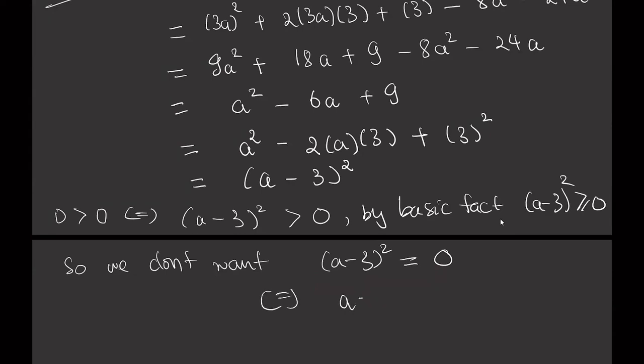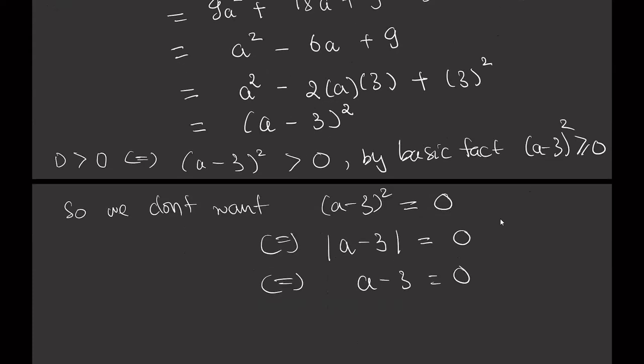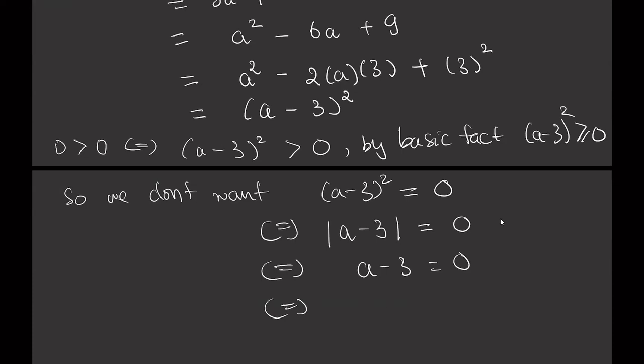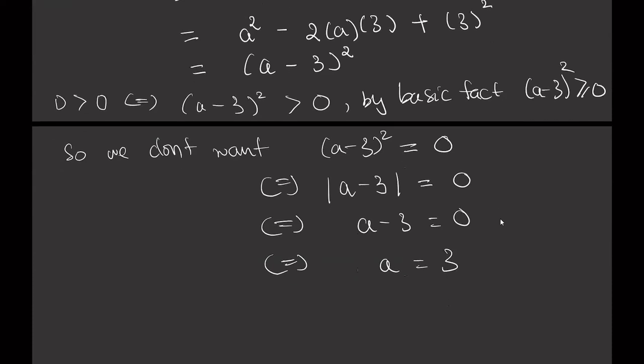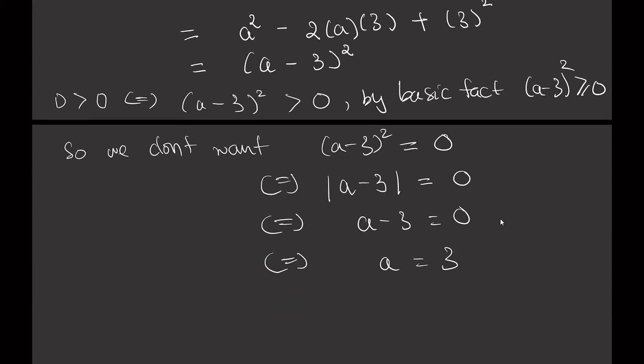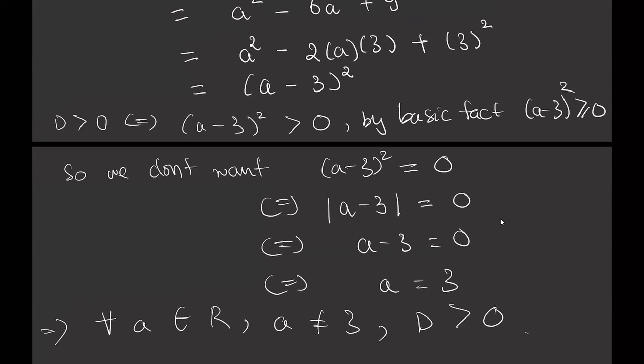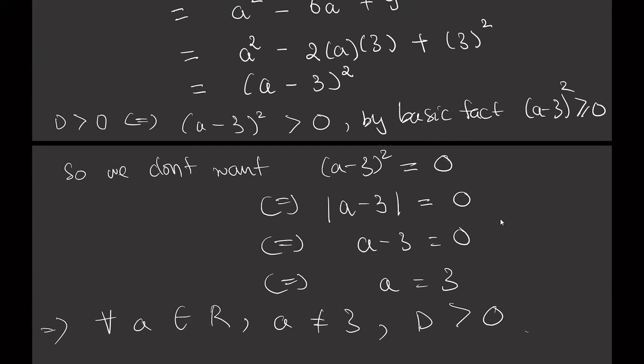And if you square root both sides, it gives you this, which means a minus 3 equals 0. It means a equals 3. So we don't want a equal to 3. Therefore, for every real number a different from 3, d is greater than 0. Does this make sense?